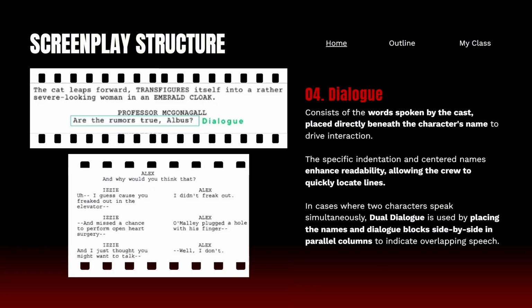Next, we have dialogue. These are words spoken by the cast. This is placed directly beneath the character's name in order to drive interactions. The specific indentation and centered name enhance the readability, allowing the crew to quickly locate the line. In some cases where two characters speak simultaneously, dual dialogue is used by placing the name and dialogue blocks side by side in parallel columns in order to indicate they are overlapping speech.